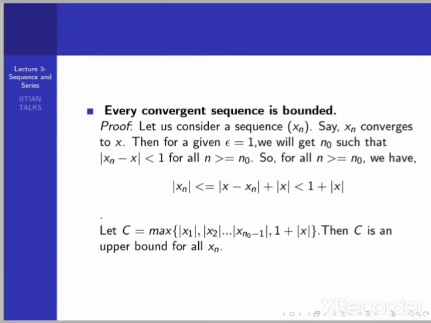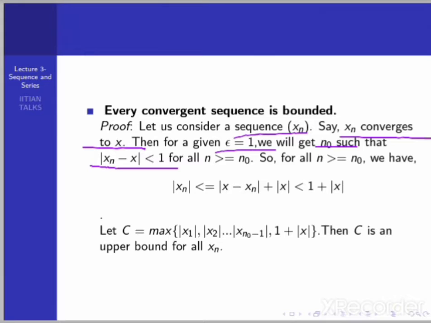So let us consider a sequence xn. From the given hypothesis, xn is a convergent sequence converging to some point, say x, which is any number. Then for any given epsilon, in this case we are taking epsilon to be 1. For epsilon equal to 1, we can get some n naught, a natural number, by the definition. So what we get is |xn - x| is less than 1 for all n greater than or equal to n naught.